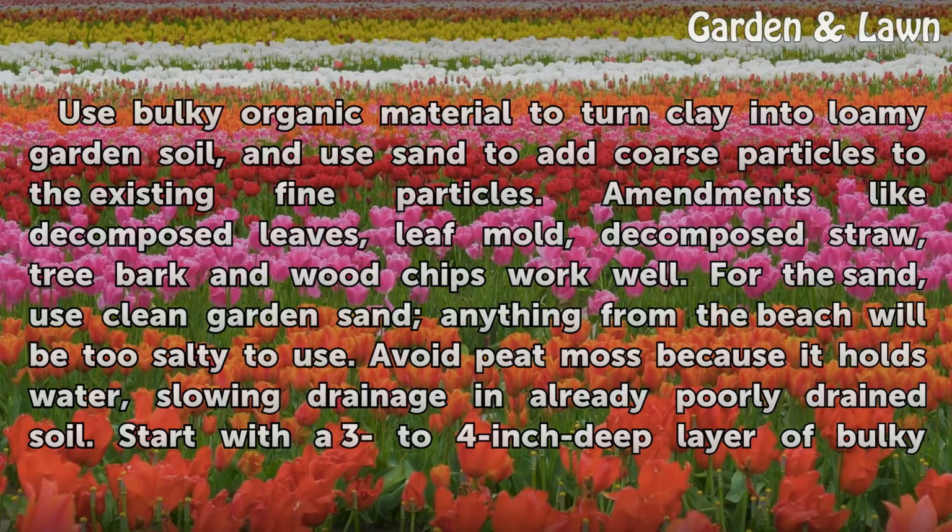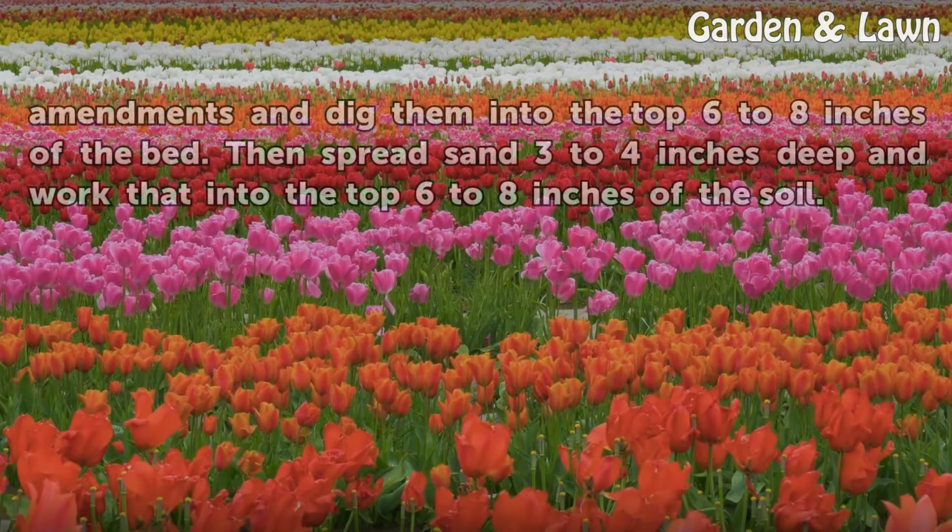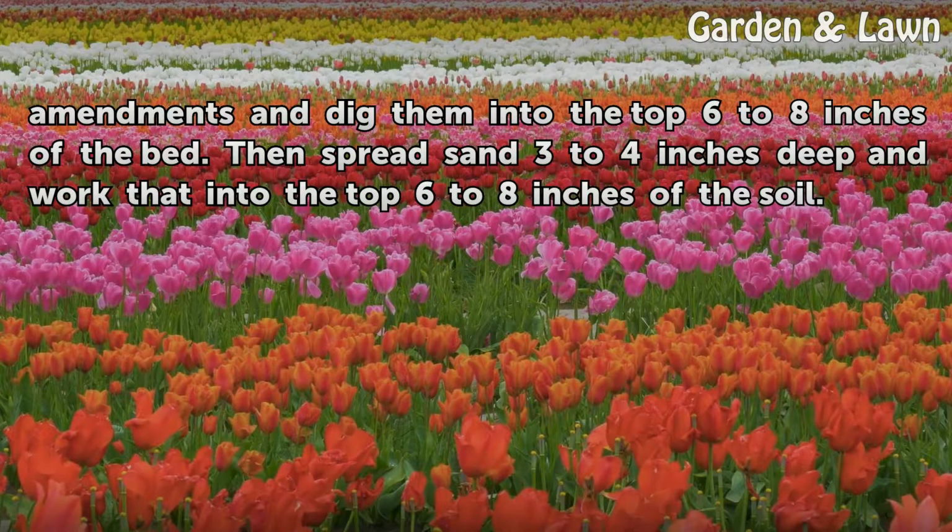Start with a 3 to 4 inch deep layer of bulky amendments and dig them into the top 6 to 8 inches of the bed. Then spread sand 3 to 4 inches deep and work that into the top 6 to 8 inches of the soil.